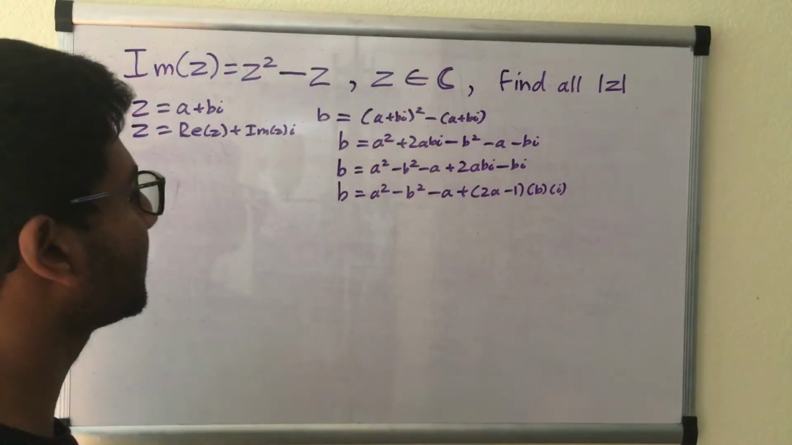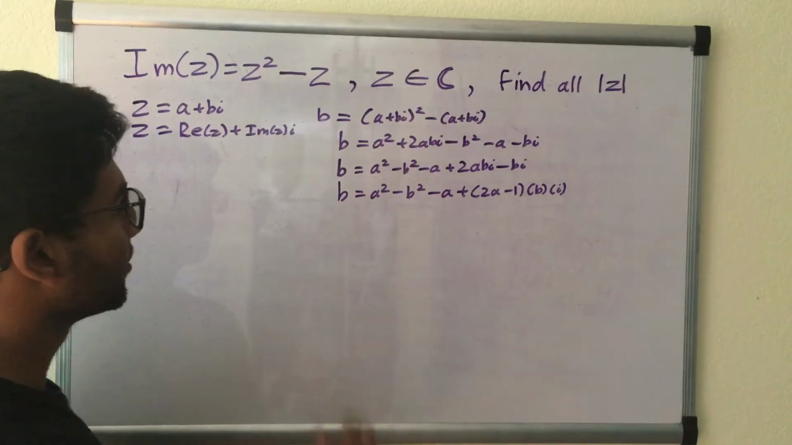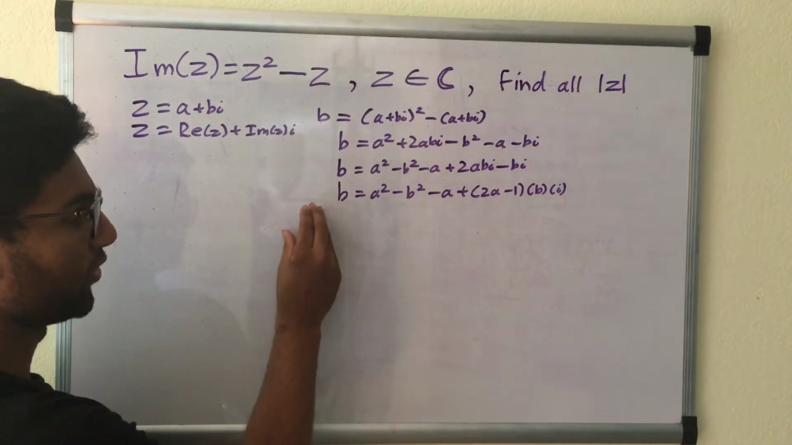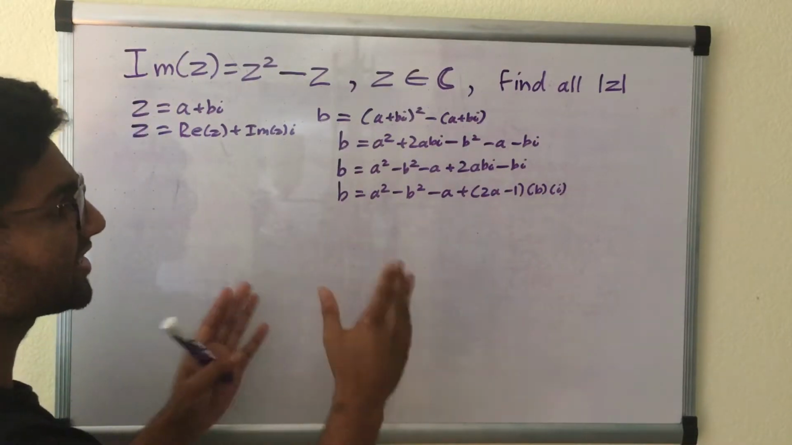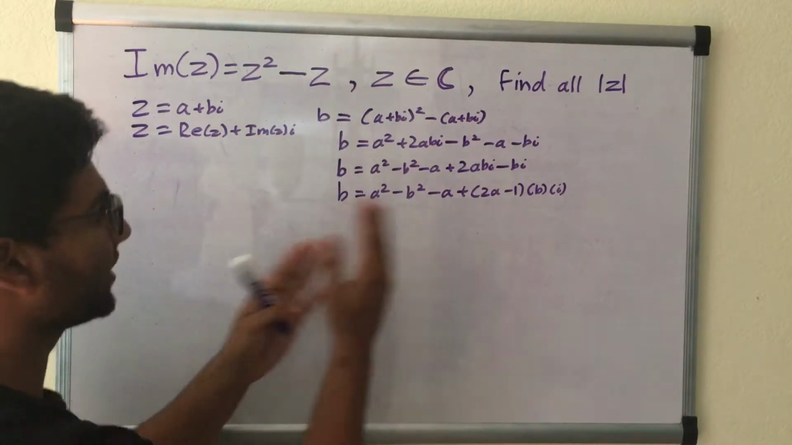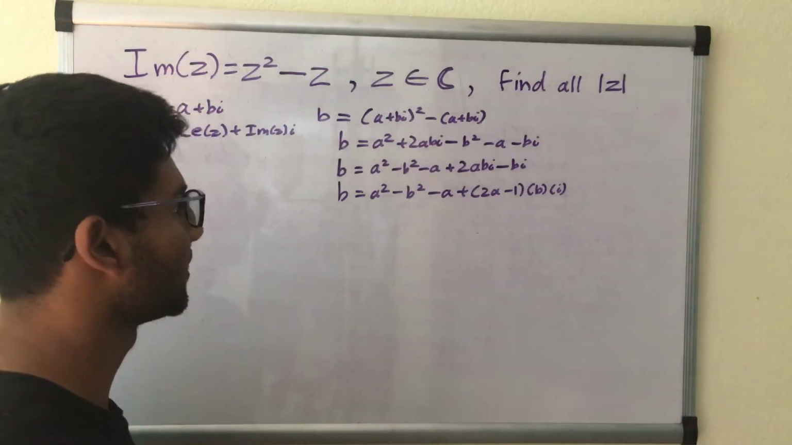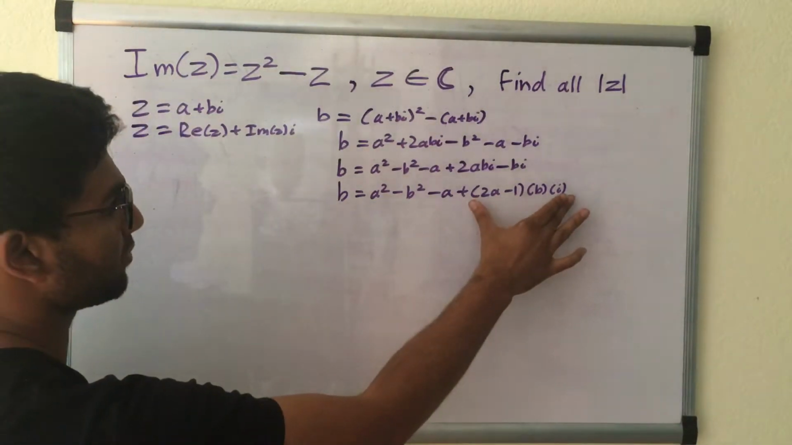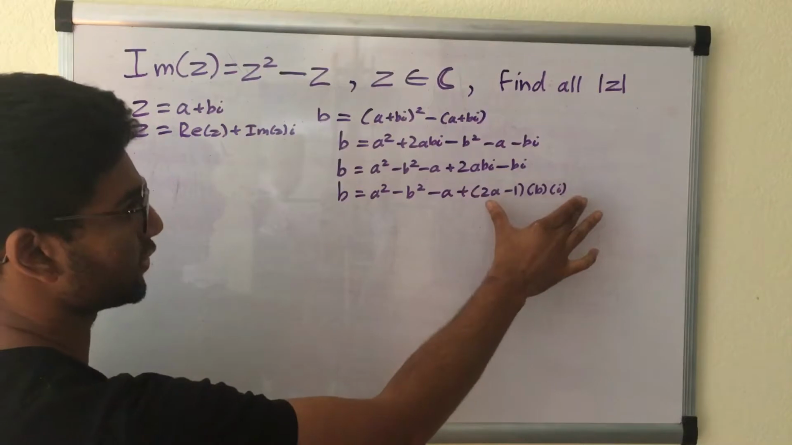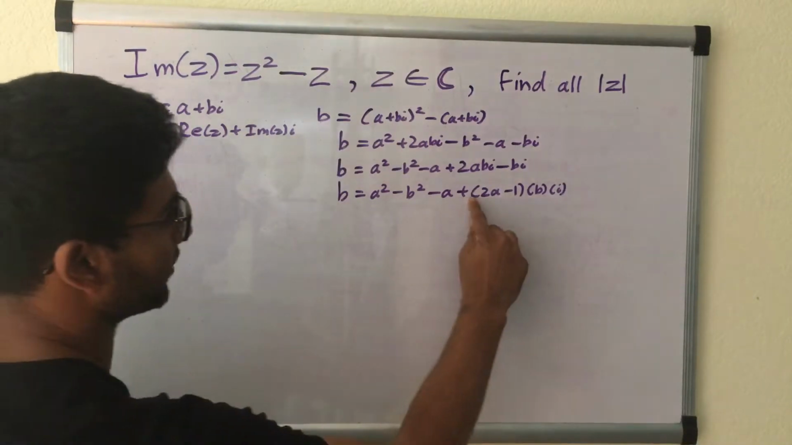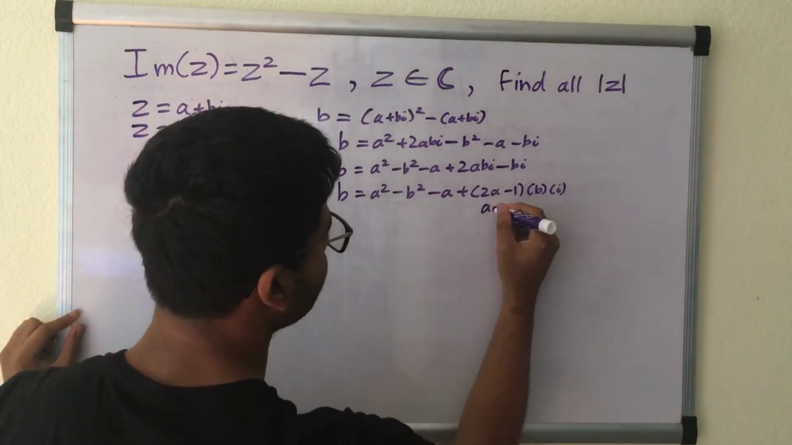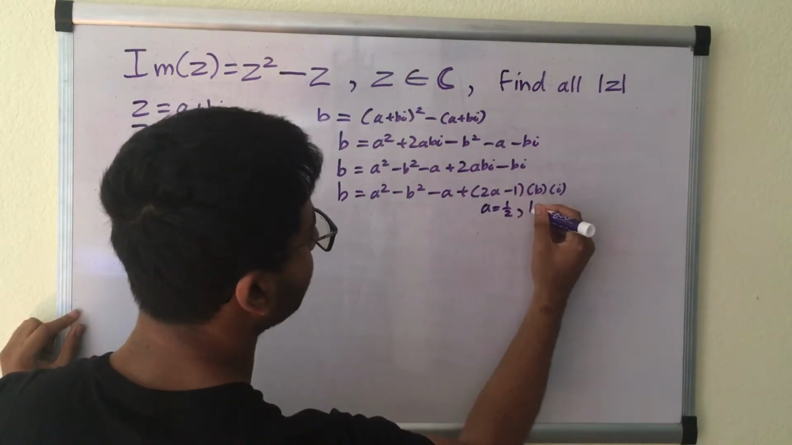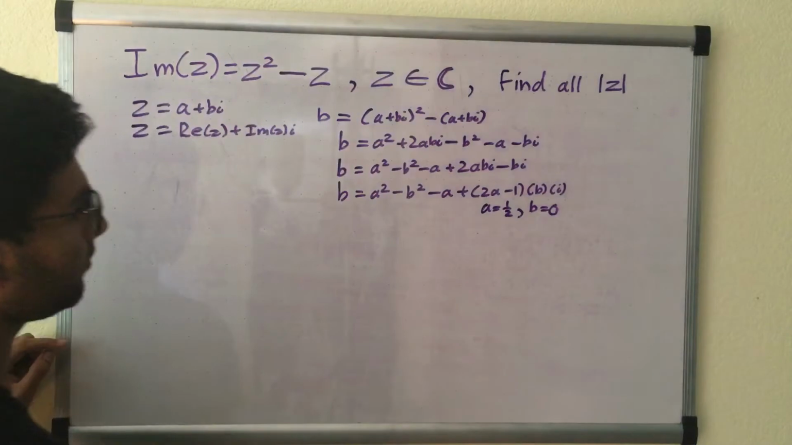So now if you look at this equation for a second, we notice that the left side has no imaginary part, but the right side does have this imaginary part. For the two sides to be equal, we need both the left and the right to have the same imaginary part. So we want the right side to have 0 imaginary part, which means either this term or this term has to be 0. So that means either a equals 1/2 or b is equal to 0.